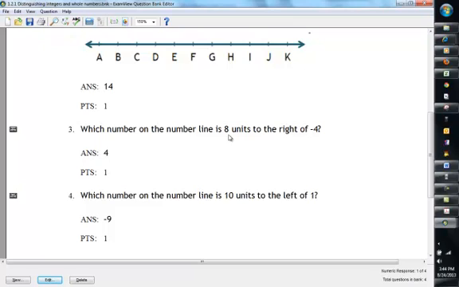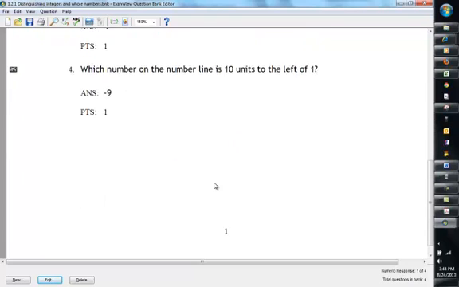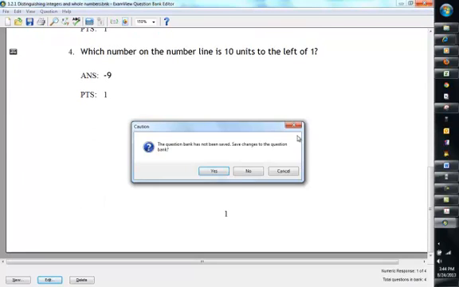What number on the number line is 8 units to the right of -4? So we're going to go 8 more than -4, which would be +4. 10 units to the left of 1 will be -9.